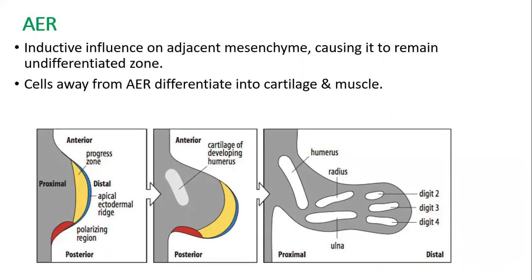So this is the limb bud composed of mesenchyme and covered on the outer surface by ectoderm. Ectoderm at the distal end is going to thicken to form the AER, and mesenchyme just beneath or close to this AER remains undifferentiated, while the mesenchyme away from it is going to differentiate into cartilage, and these cartilage are then going to ossify and give you bones, the bones of the upper limb and bones of the lower limb.